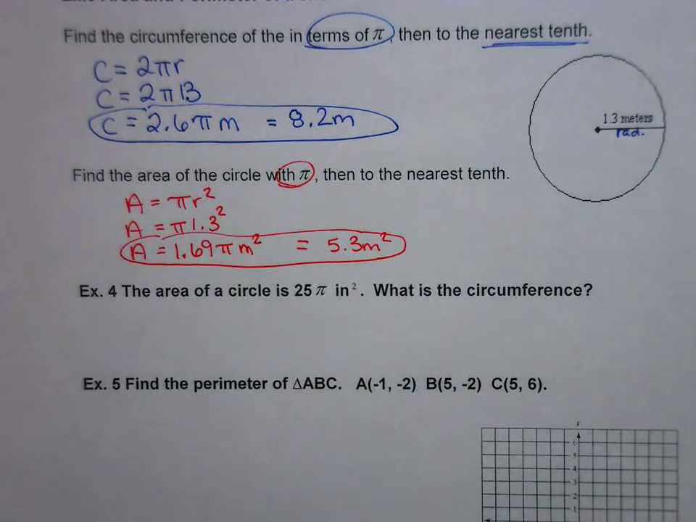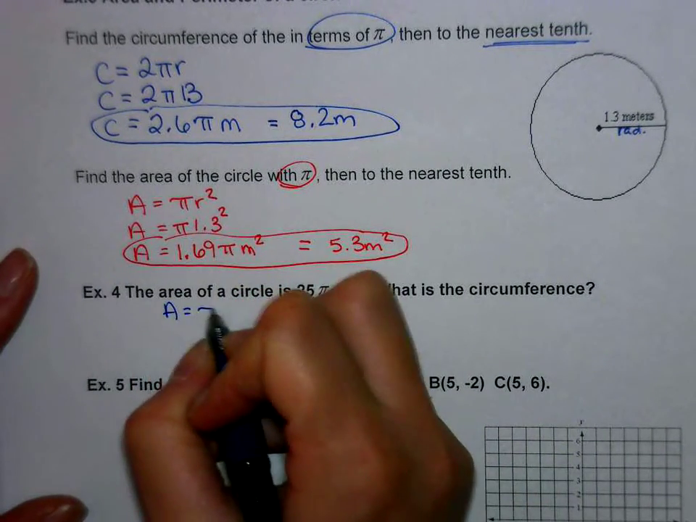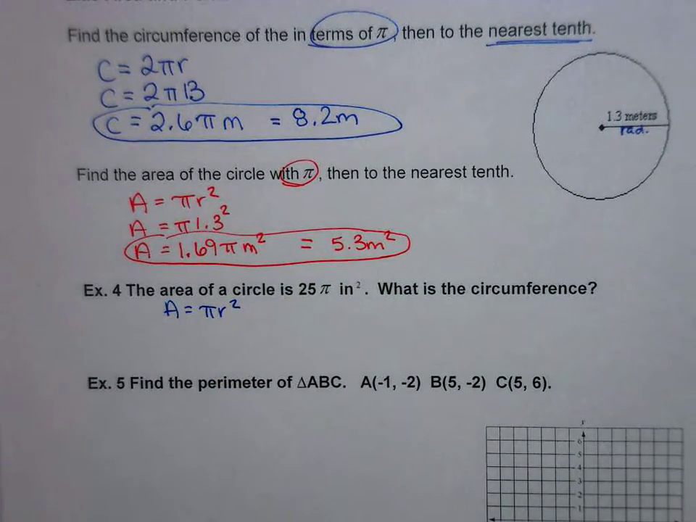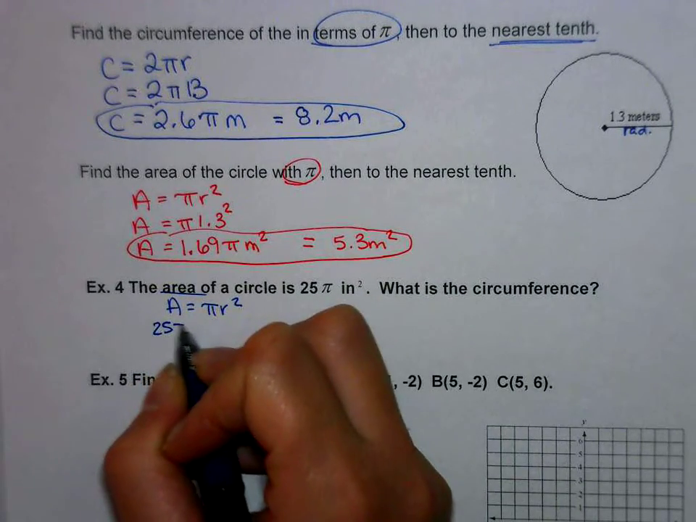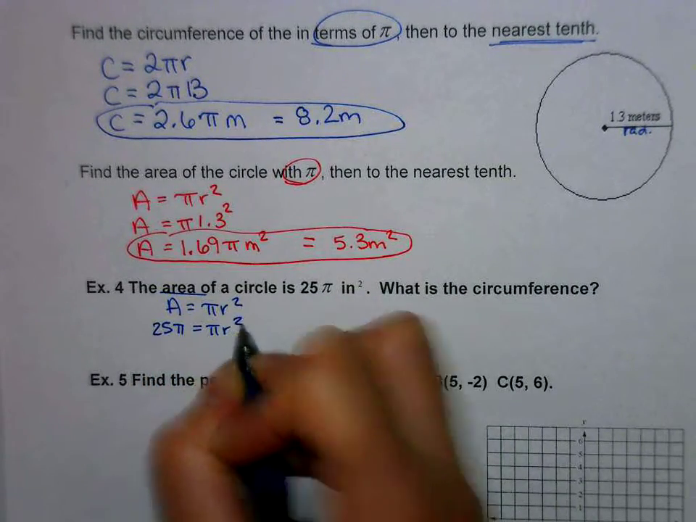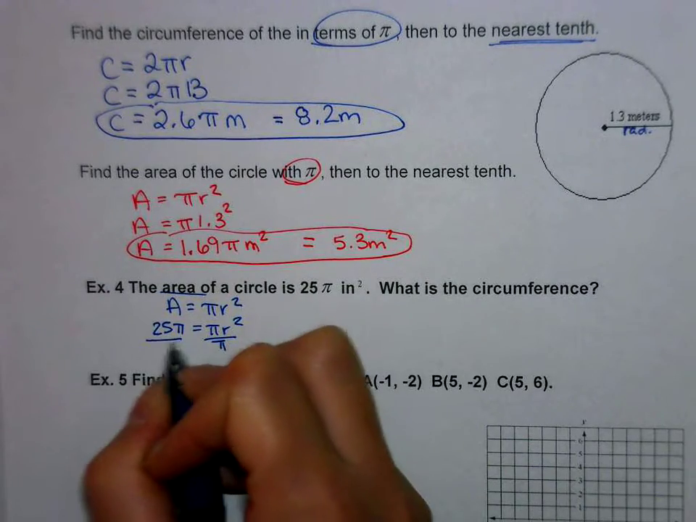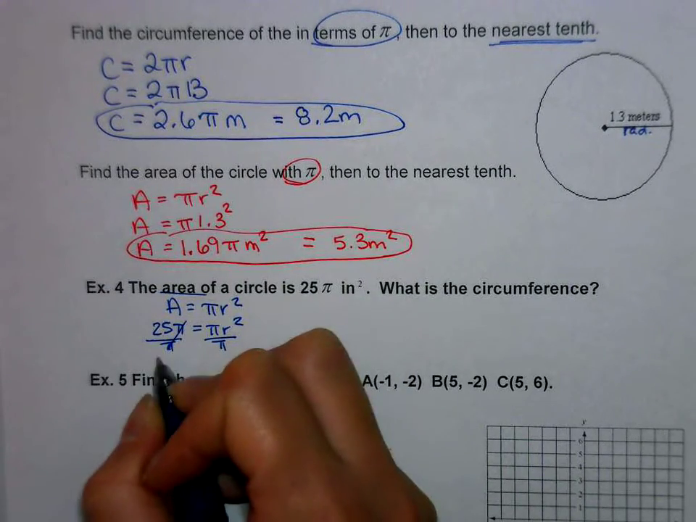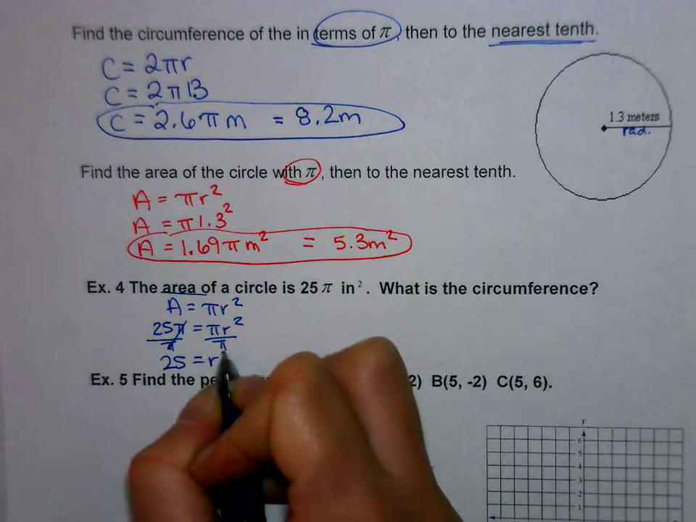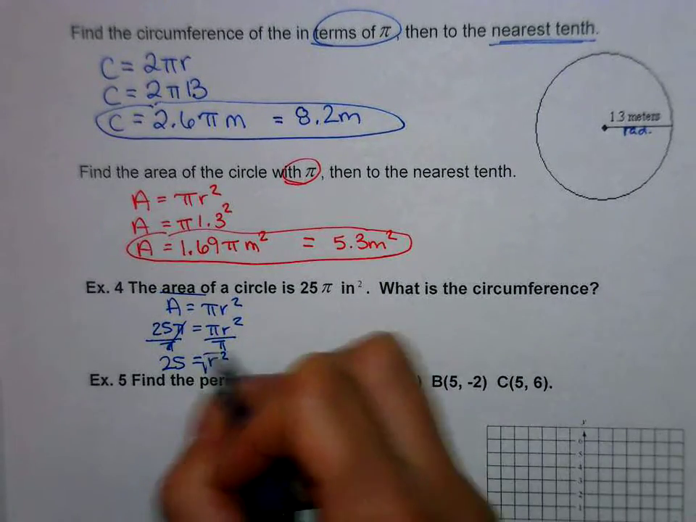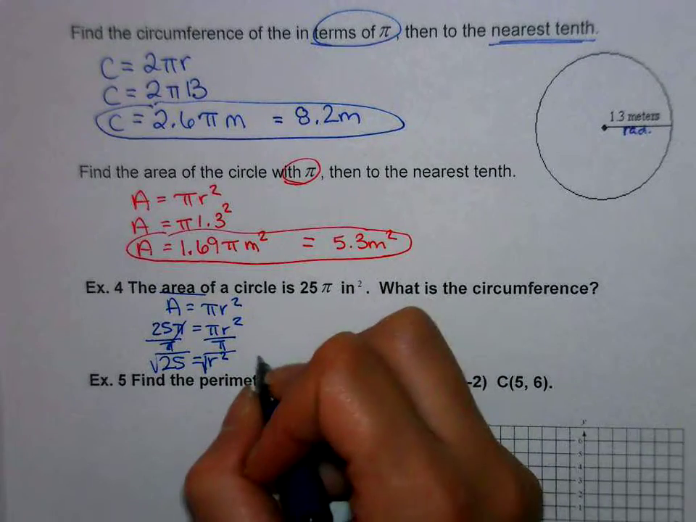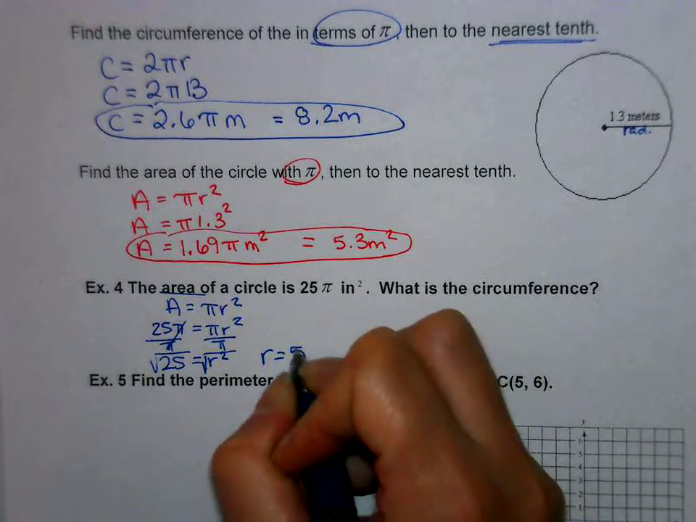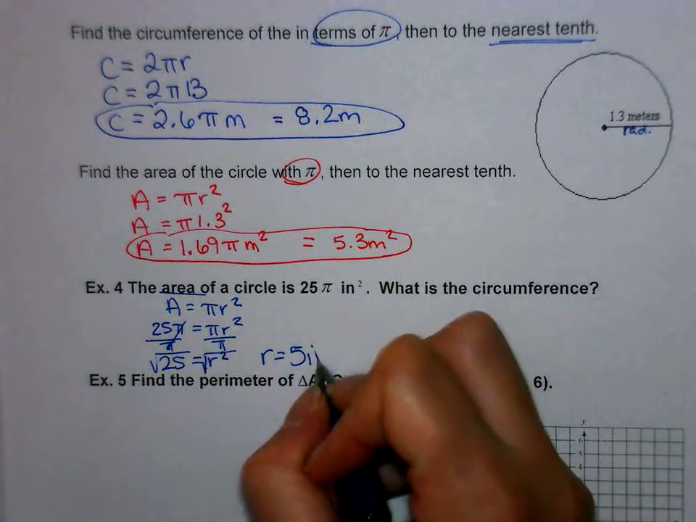Alright, we have the area of a circle, so I'm using this formula. It is 25 pi inches squared, so I know the area is 25 pi. To find my radius, if I divide pi from both sides, my pi's cancel out, so 25 equals r squared. To get rid of my square, I need to square root both sides, and the square root of 25 is 5. So our radius is 5 inches.